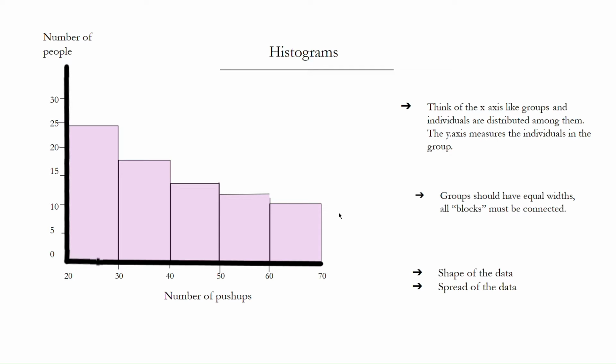Two things to consider or to note down when looking at a histogram are the shape of the data and the spread of the data. When I mean by the spread of the data, I mean the variability. If the histogram is flat, that means it's very variable. The spread is huge because all the groups are spread out. All the groups are equally spread out, so the variability is the highest.